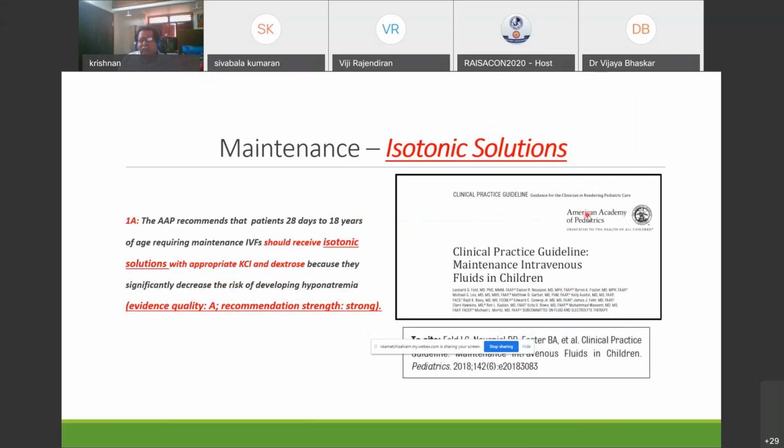The second guideline, which came roughly around 2018 from the American Academy of Pediatrics, recommends that pediatric patients requiring maintenance IV fluid should be given isotonic fluid with appropriate potassium chloride and dextrose, because of the increased development of hyponatremia. So what we are doing now is giving ringer lactate, which contains isotonicity plus potassium, but we don't use dextrose ringer lactate because we have clearly seen that dextrose ringer lactate is a hypertonic solution.